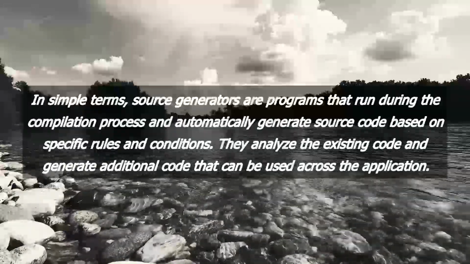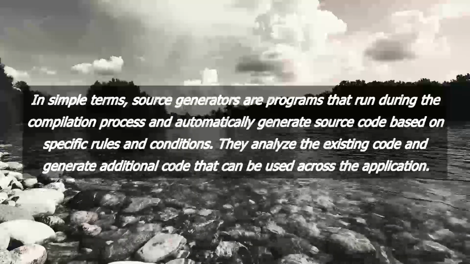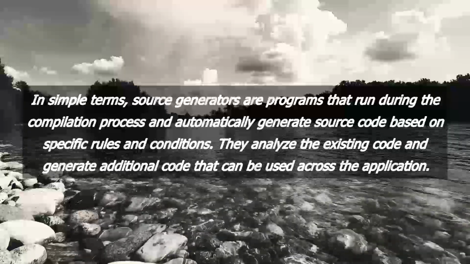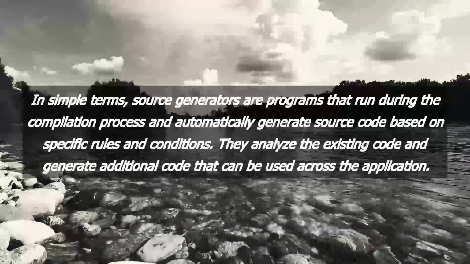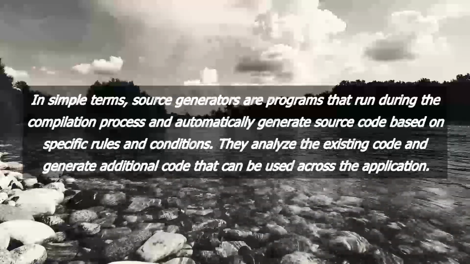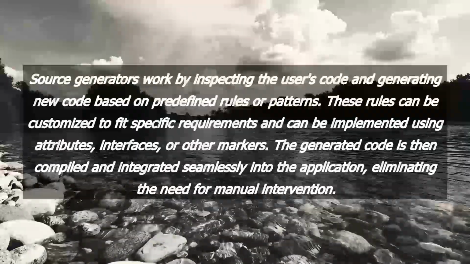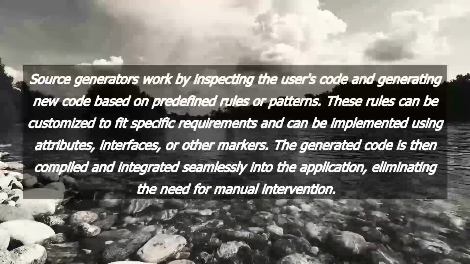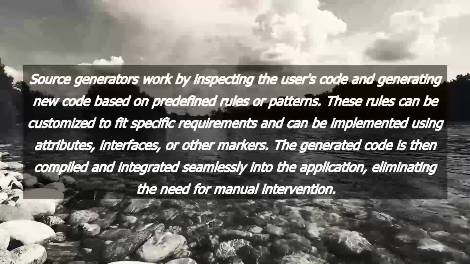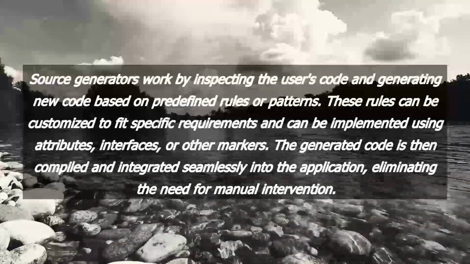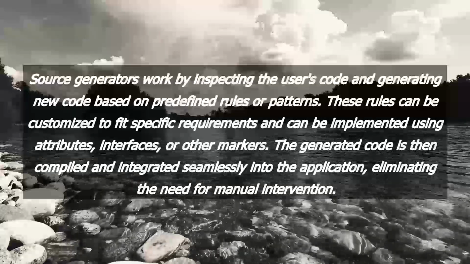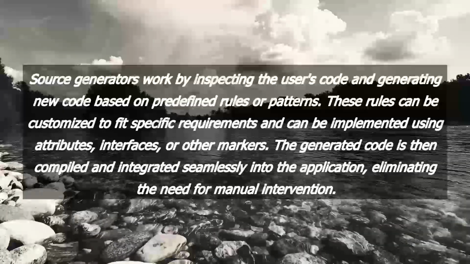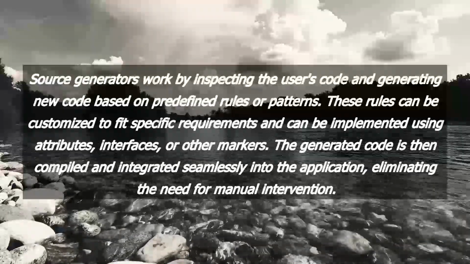In simple terms, source generators are programs that run during the compilation process and automatically generate source code based on specific rules and conditions. They analyze the existing code and generate additional code that can be used across the application. Source generators work by inspecting the user's code and generating new code based on predefined rules or patterns. These rules can be customized to fit specific requirements and can be implemented using attributes, interfaces, or other markers. The generated code is then compiled and integrated seamlessly into the application, eliminating the need for manual intervention.